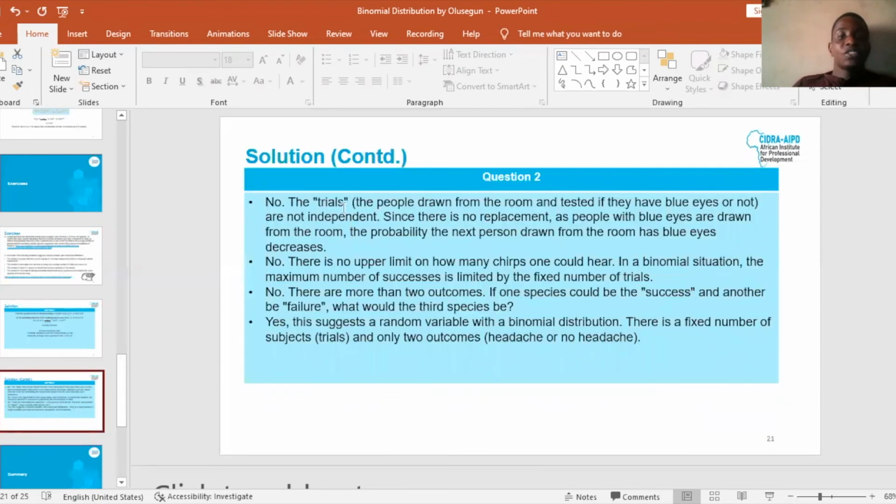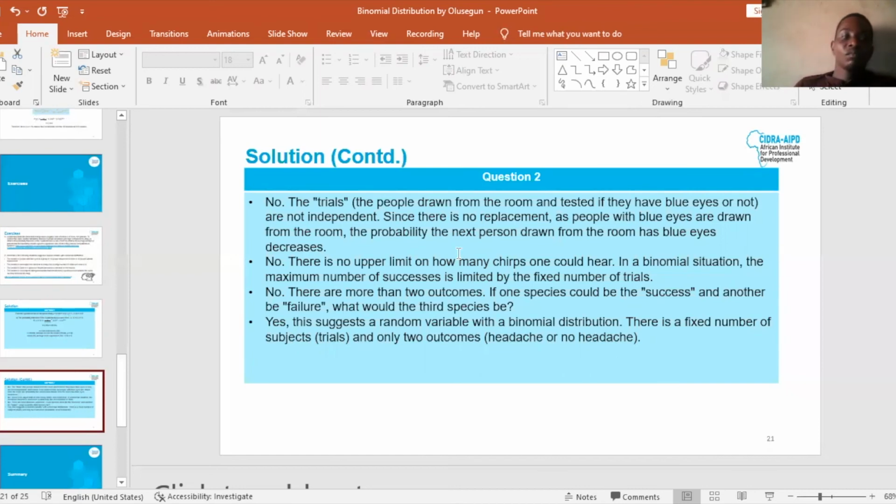No. The trials, the people drawn from the room and tested if they have blue eyes or not, are not independent. Since there is no replacement, as people with blue eyes are drawn from the room, the probability the next person drawn from the room has blue eyes decreases. So the more people with blue eyes that we draw without replacement, the probability that the next person drawn also has blue eyes decreases because the pool from which you can draw has decreased.